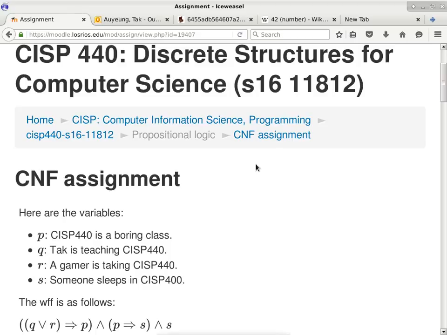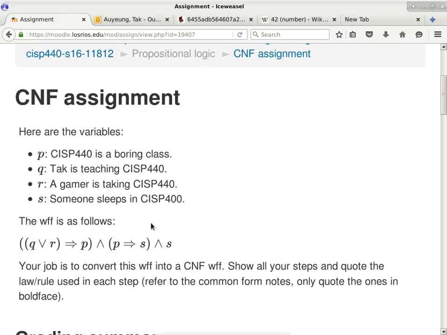All right. So the homework assignment is about this expression, but just to make it not so dry, I'm going to assign meanings to each variable. P is CISP 440 is a boring class. Okay, so variable P is representing the statement CISP 440 is a boring class. Now, once again, this is not an assertion that CISP 440 is actually a boring class. It is simply a statement that can be true or false.